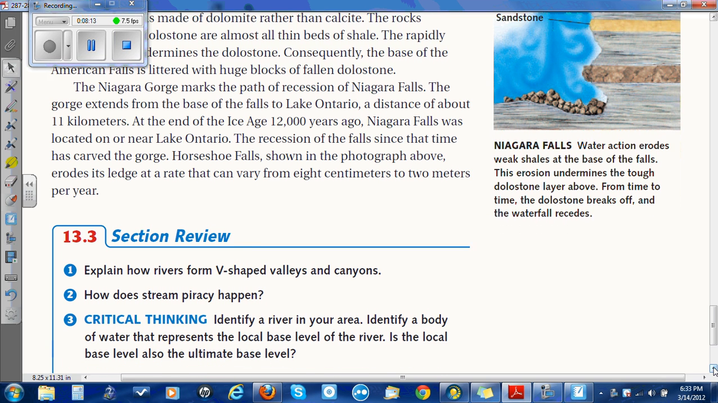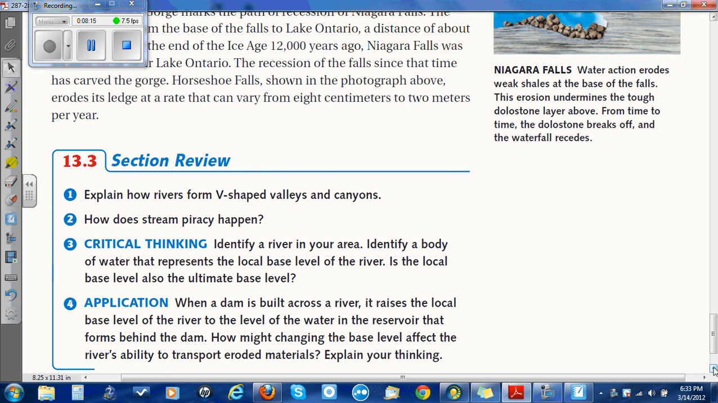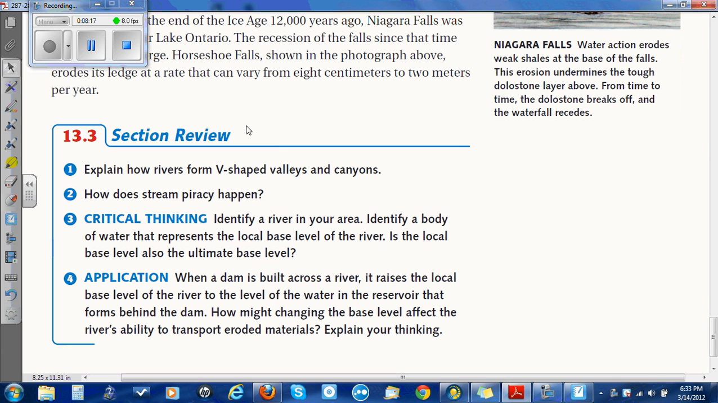At this time, you need to answer questions 1 through 4 on the back of your note-taking guide.